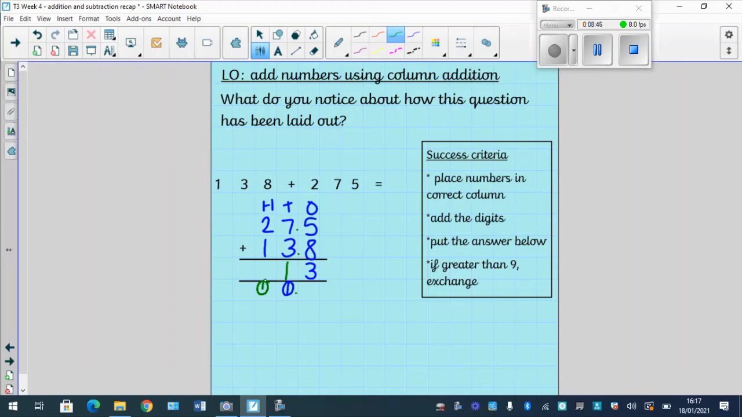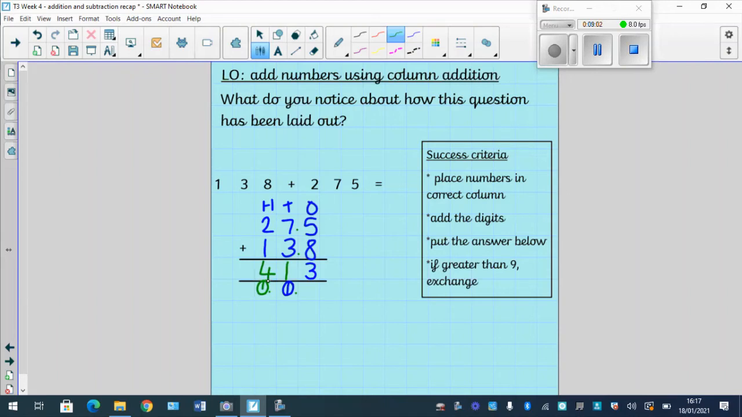Next, I add up everything in my hundreds column. 200 plus 100 is 300. Add on our final 100, and I get 400. 138 add 275 is 413.